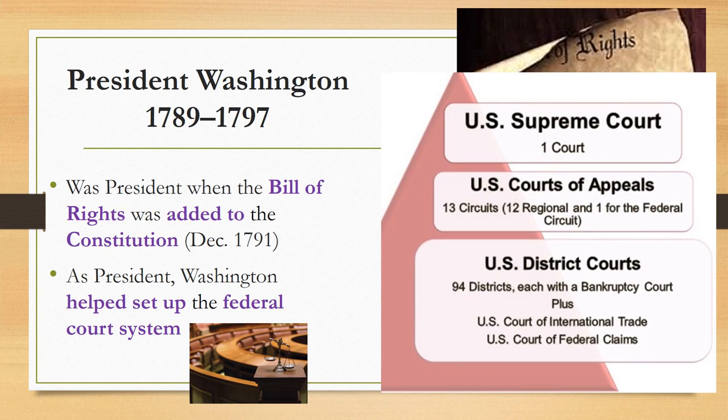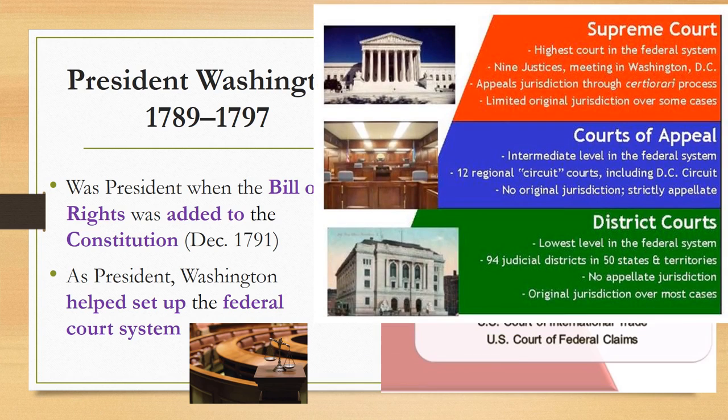Now, the court system has 3 tiers: the U.S. District Courts, the U.S. Courts of Appeals, and the U.S. Supreme Court. So how does a case get from a local level to a Supreme Court decision? Well, the district courts are the lowest level in the federal system. There are 94 judicial districts in the 50 states and territories, and there's no appellate jurisdiction, only original jurisdiction over most cases.